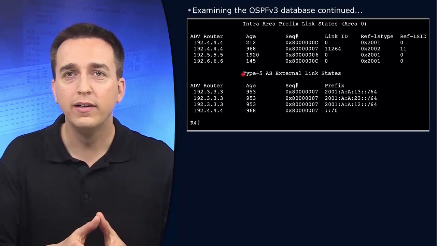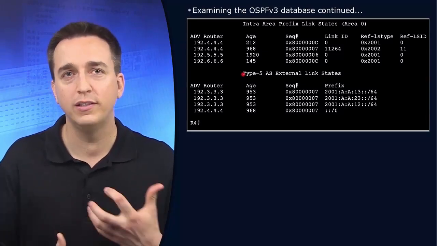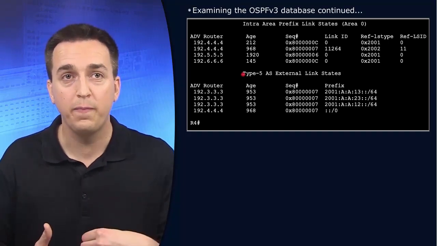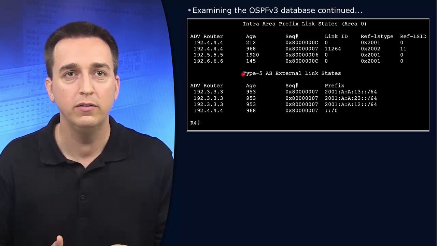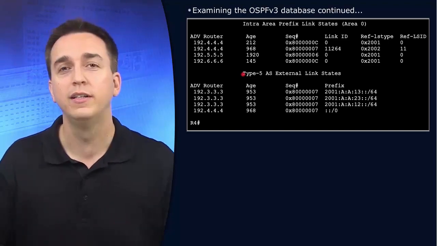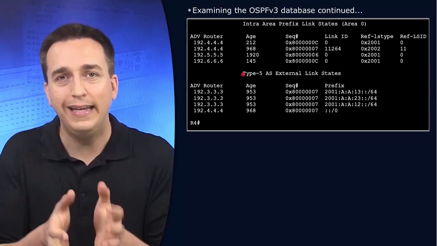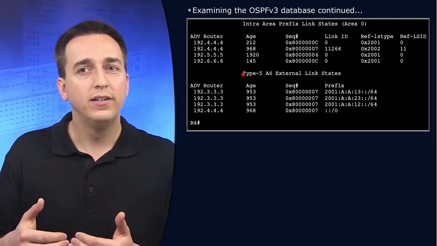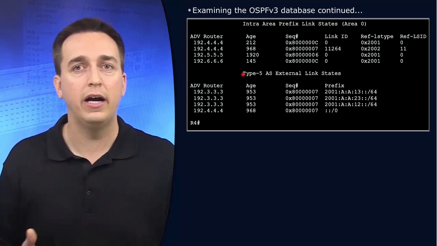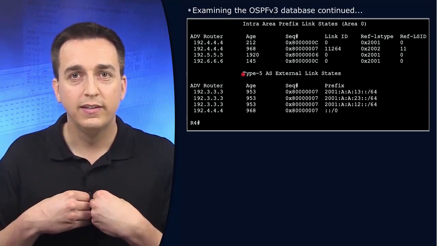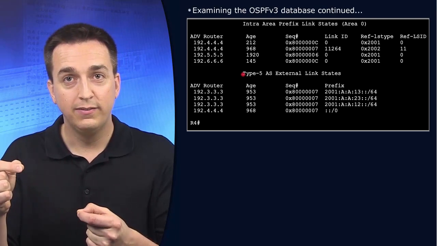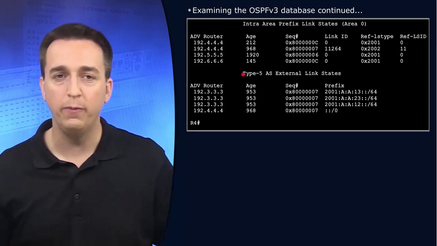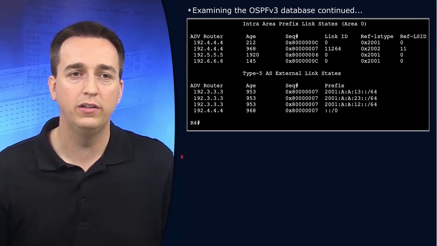Well, R4 is in area 0. Since R4 is in area 0, and these type 5 LSAs are being redistributed by a router in area 0, R3 or R4 itself, we don't need a type 4 in that area. Because remember, the type 4 LSA is generated by an ABR. An ABR generates that type 4 to tell the routers inside that other area to use itself as the next hop router in order to get to what? Those external routing domains.